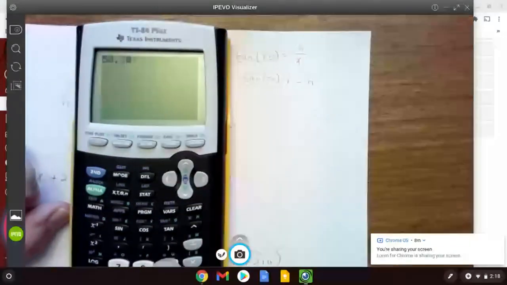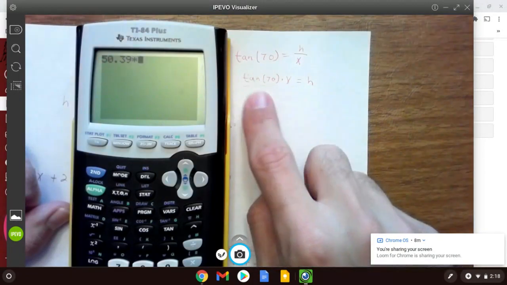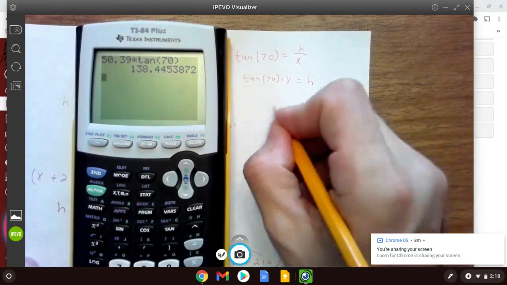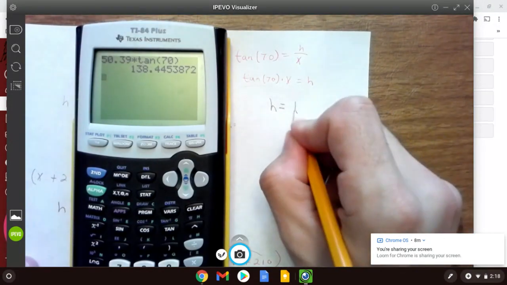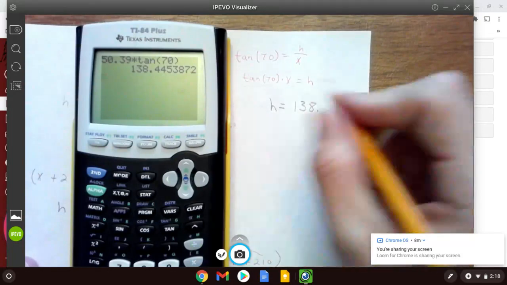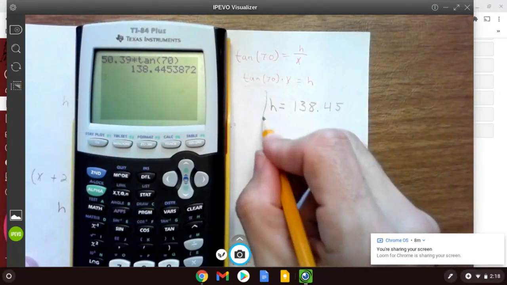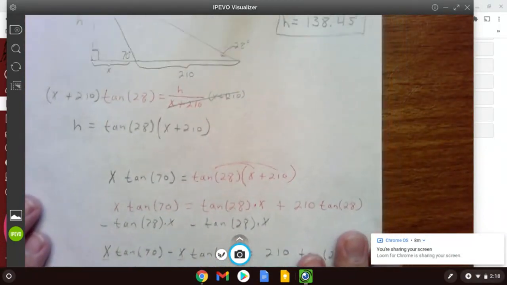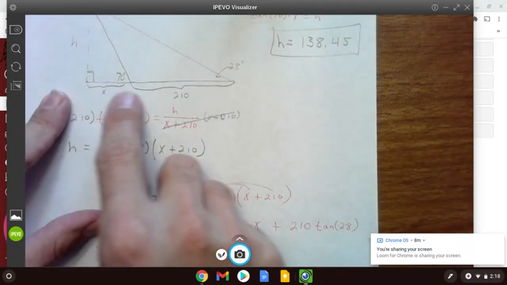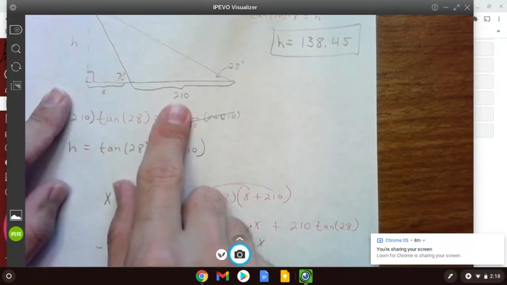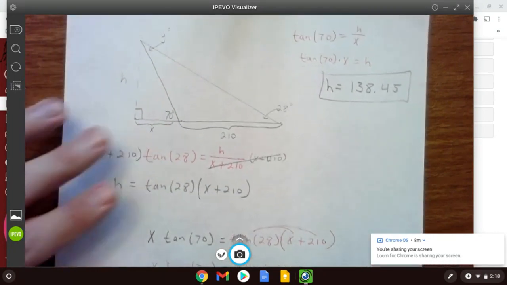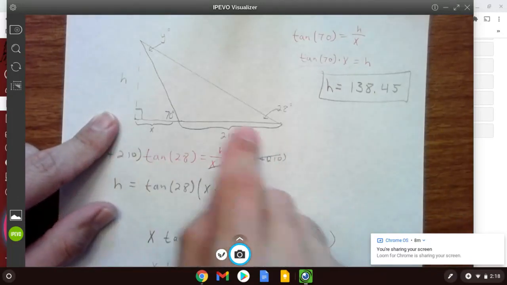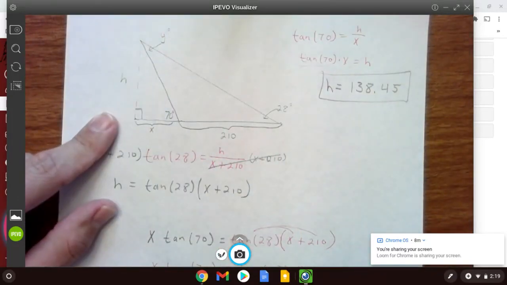So 50.39 times tangent of 70. All right, so that gives me h. So the height of the tree was 138.45. So if you wanted the total distance, you could just do 50.39 plus the 210. All right, you got the height of the tree. That's 138. The only thing we didn't solve for here was this y there.